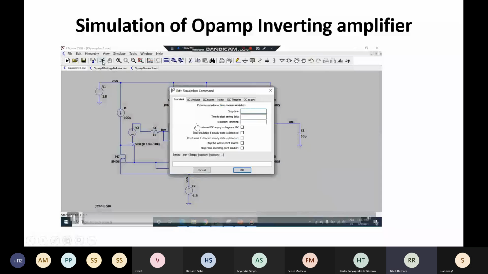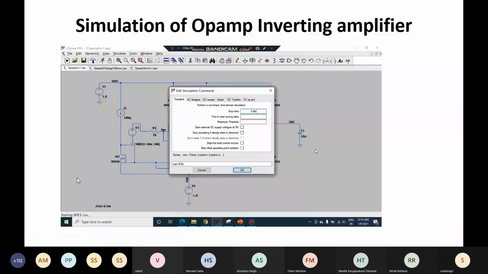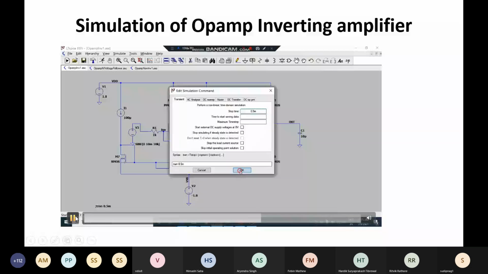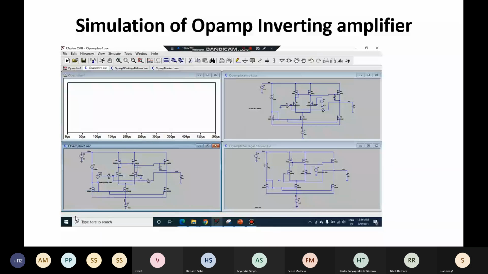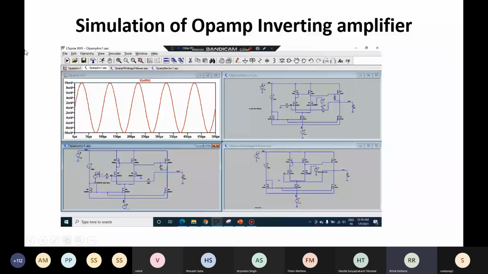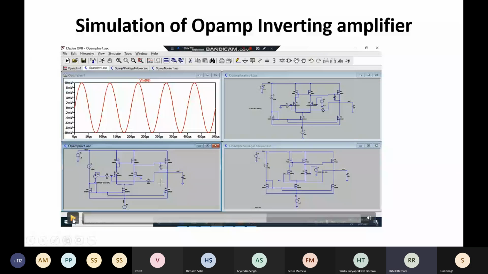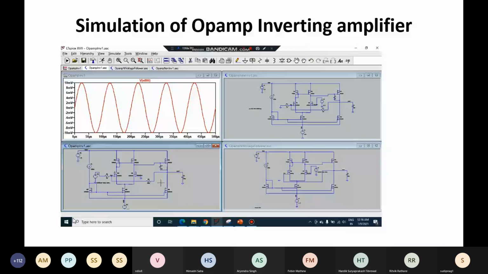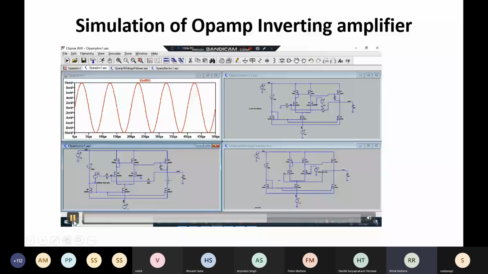Now we are running the transient analysis, and I have selected stop time to be 0.5 millisecond so that we can see 5 complete cycles of input and output in the simulation window. I'm just selecting the input. We can see that the input is a sinusoid of 10 millivolt amplitude. And this in blue is the output.